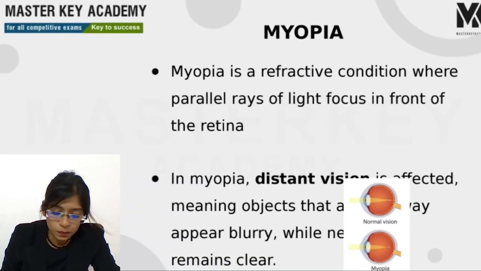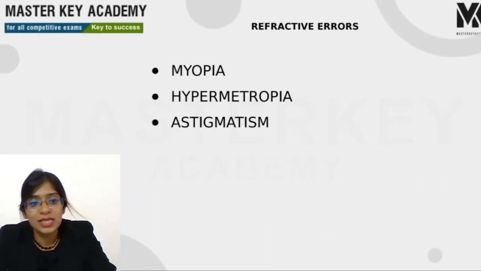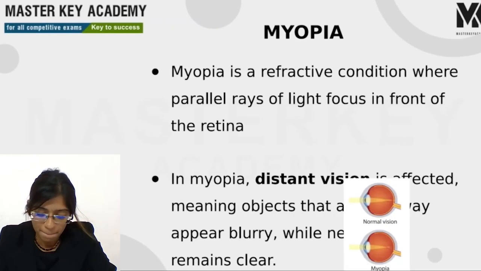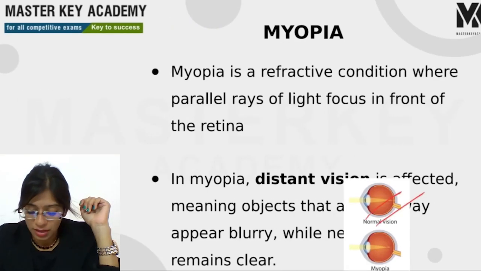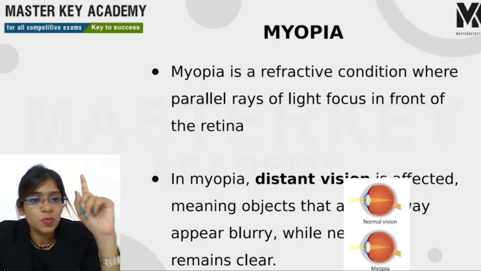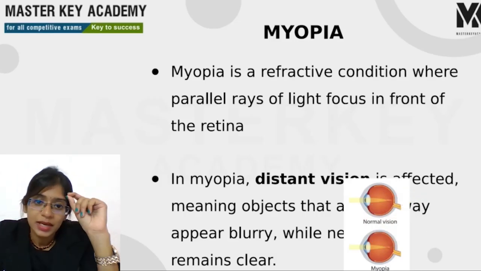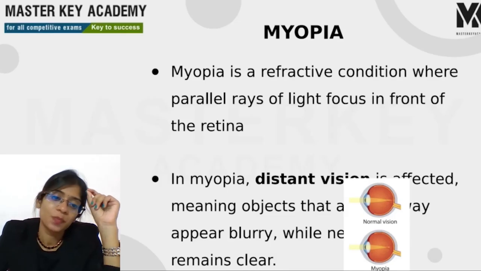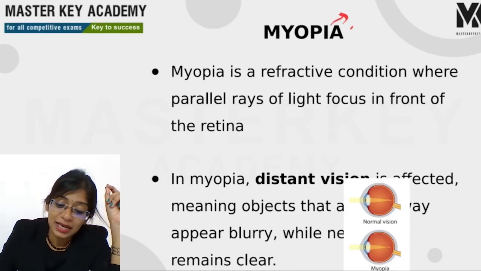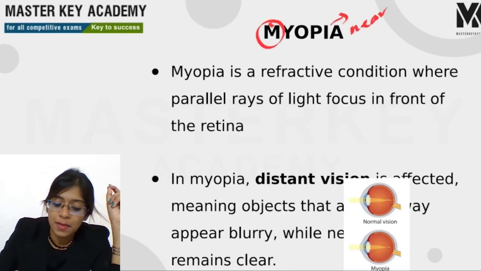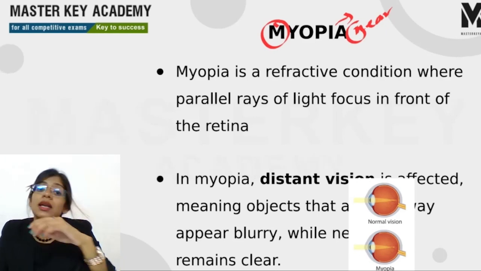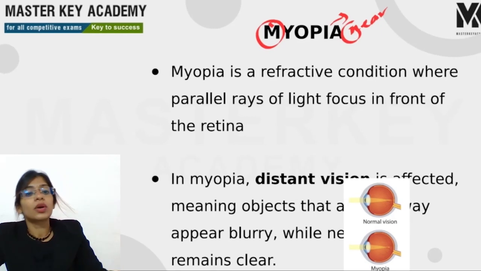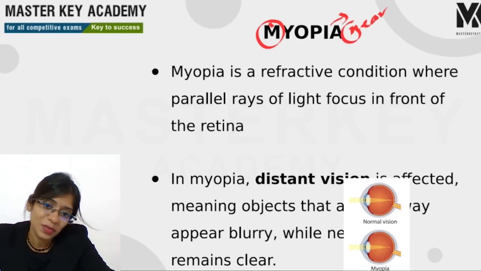Now see, we'll start with myopia. I'm sorry that the picture is obstructing your writing. Myopia, first point, is a refractive error. Myopia is called nearsightedness. M and N are adjacent letters. Myopia is called nearsightedness, meaning the person can see nearby objects but has difficulty seeing distant objects. That is what happens in myopia. The distant vision is affected.